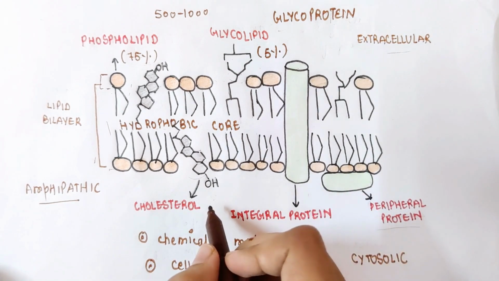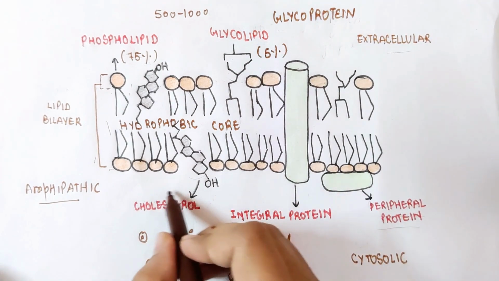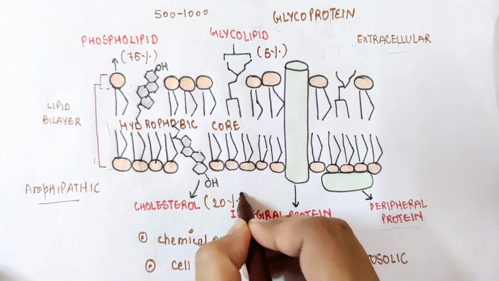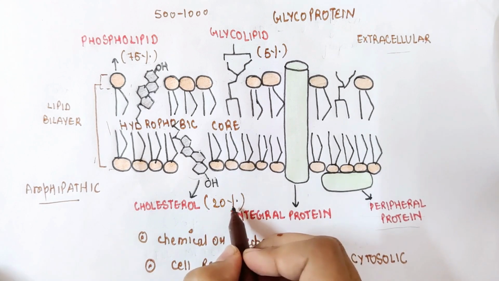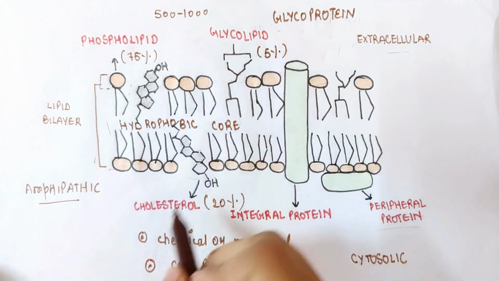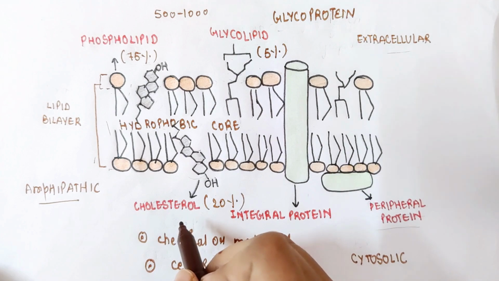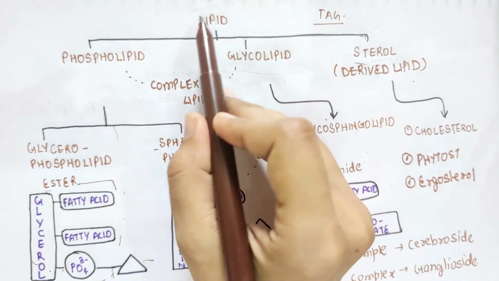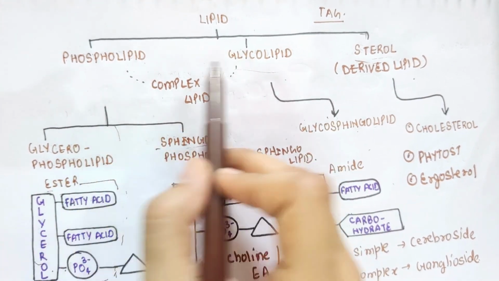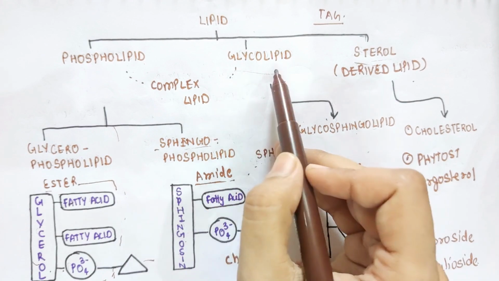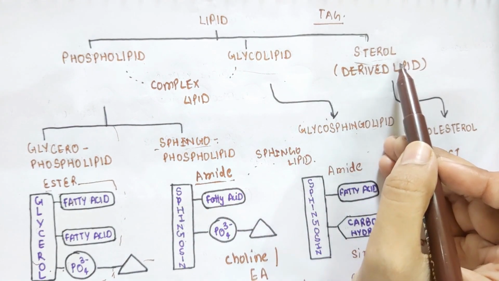The third lipid molecule, which you can see here, is cholesterol, which constitutes about 20% of lipid molecules in the cell membrane. Let us now understand these three lipid molecules in detail with the help of their structures. By now you know that lipids are classified into three major classes. One is the phospholipid, second is the glycolipid, and third is the sterol.